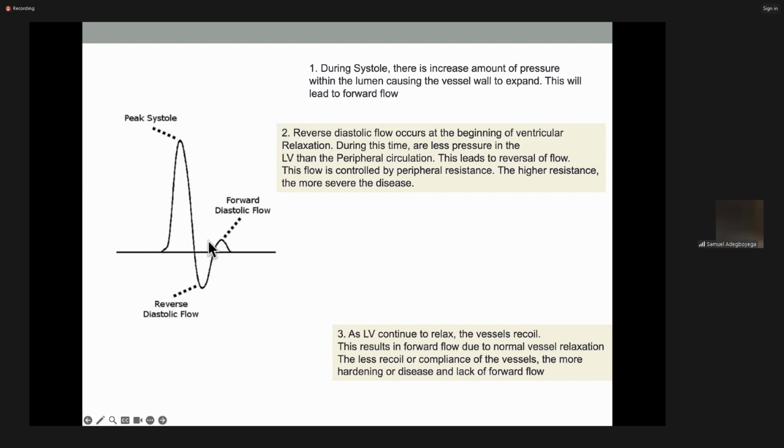Another thing that I think is very important for you guys to know is what is really occurring here. Right here, you have upstroke, peak systolic, downslope, and right here, that's when your ventricle is relaxing, right? But when the peripheral resistance is very high, your rebound might be gone. But when your vessel can recoil, what's going to happen is that you're going to have a diminished or gone or not even existing forward diastolic flow. All right. Are we good?